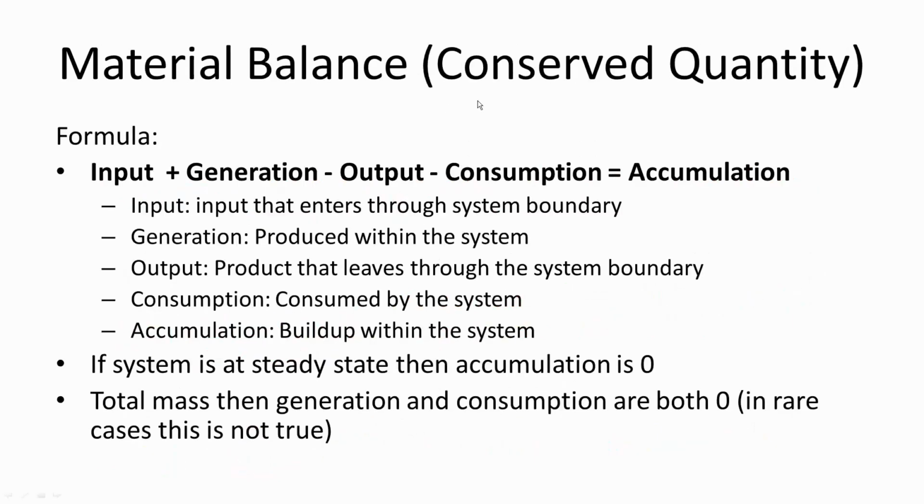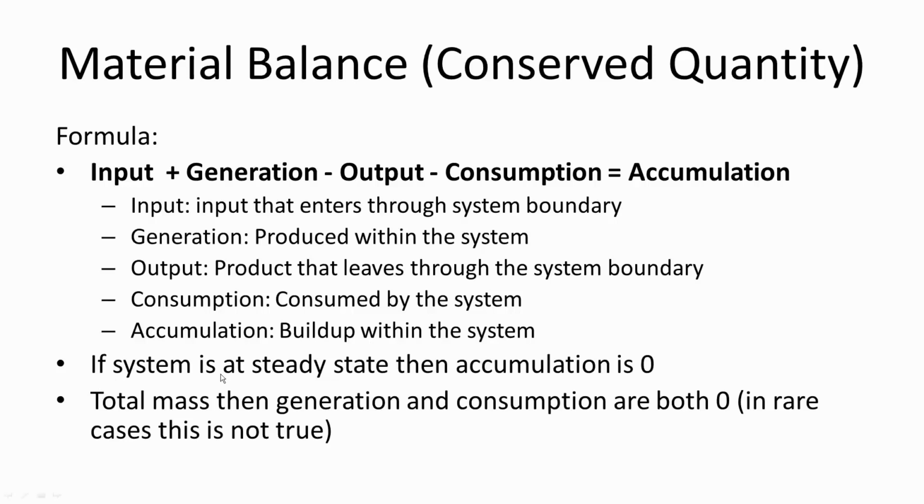Now, material balance is a conserved quantity, and so the formula is input plus generation minus consumption minus output is equal to accumulation. Input is what enters the system boundary, generation is what is being produced within the system, output is what leaves through the system boundary, and consumption is what is being consumed by the system. And accumulation is the buildup within the system.